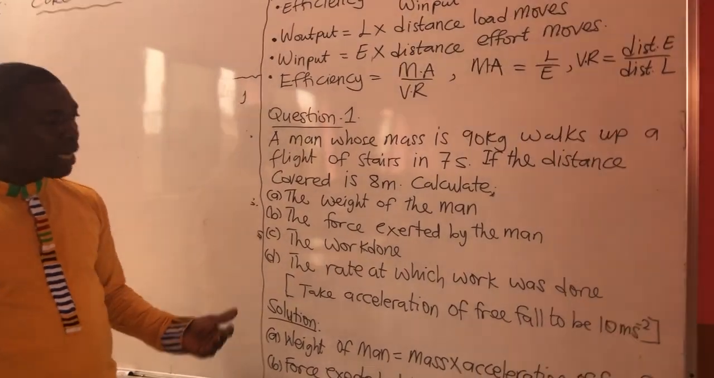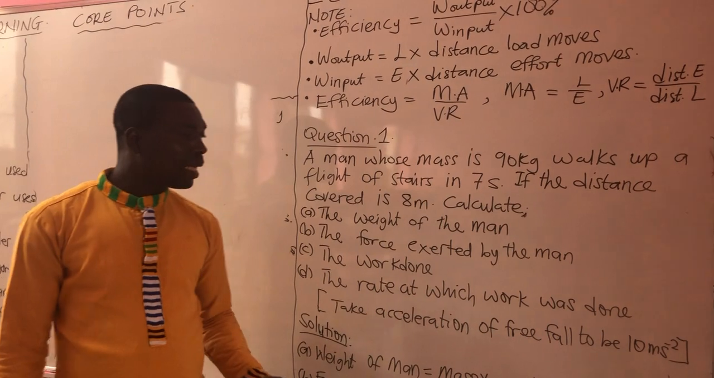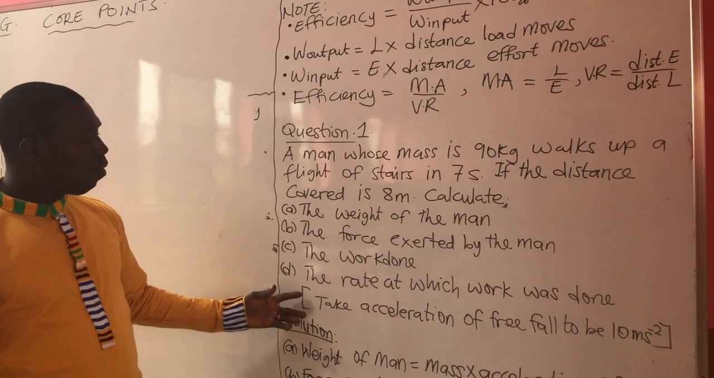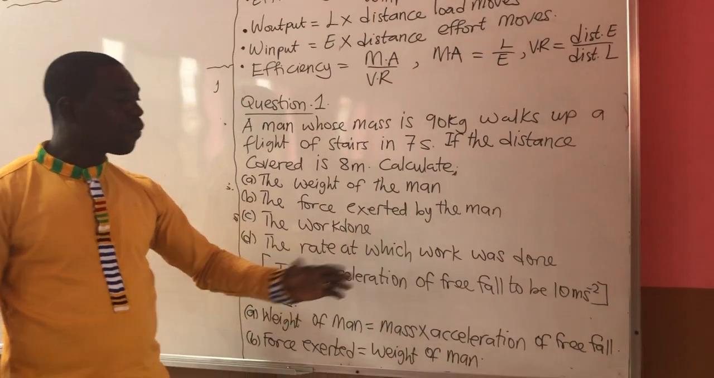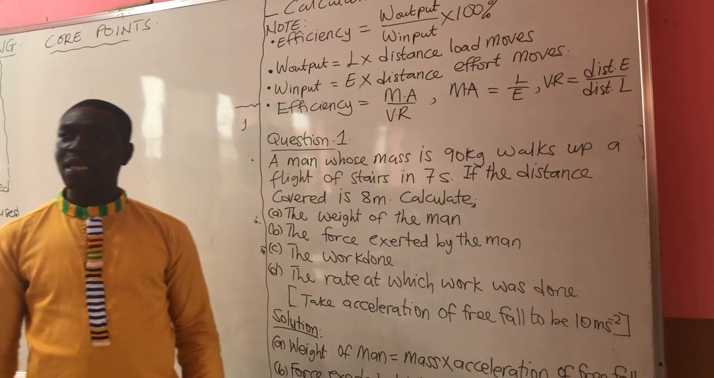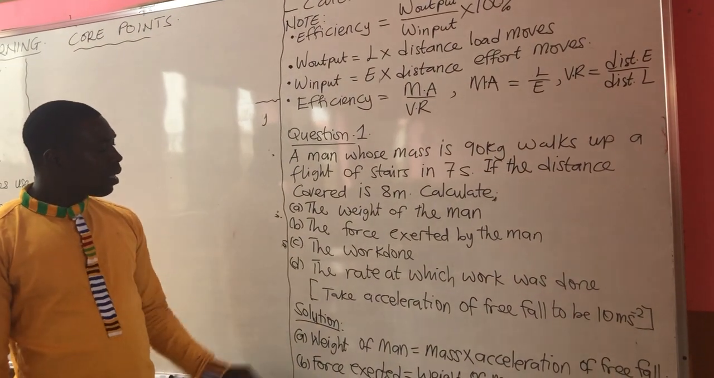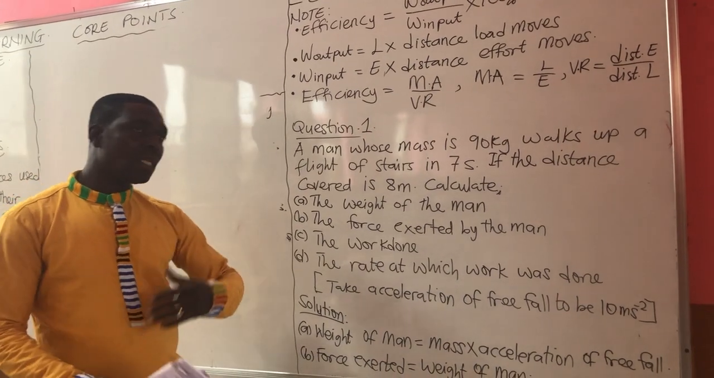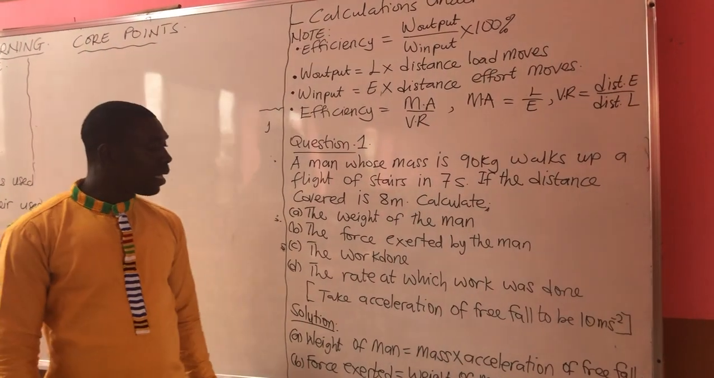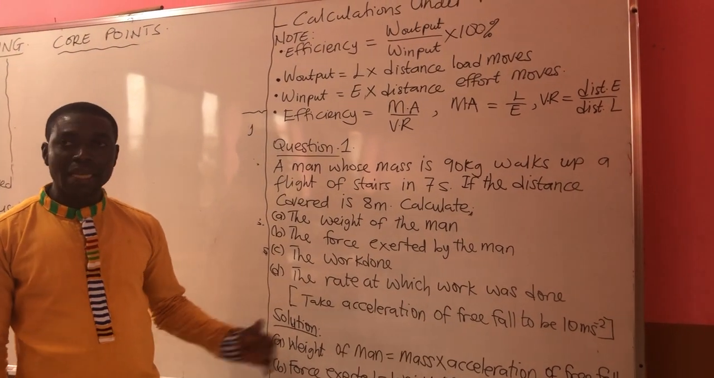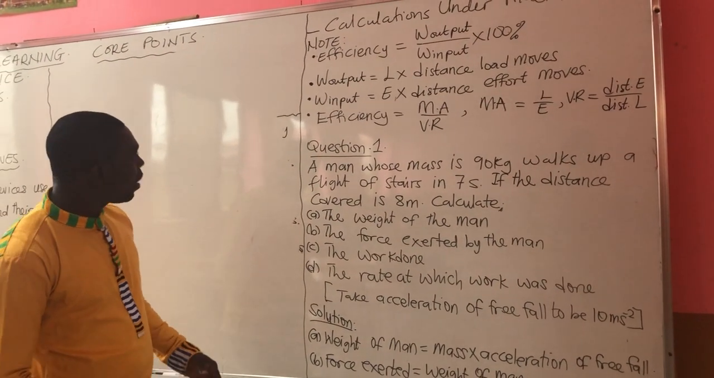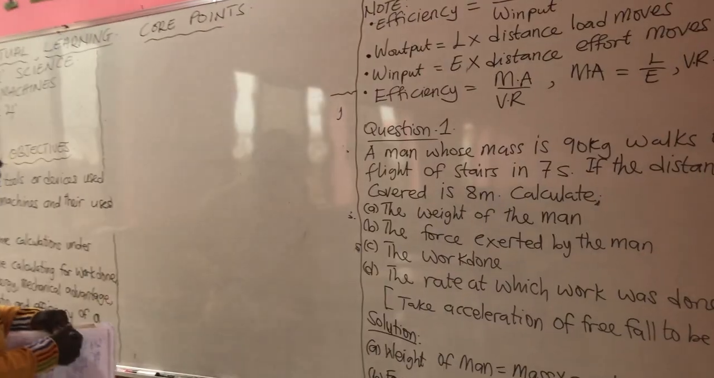When we talk about the rate, we are referring to the power, the power at which the work was done. Now, take acceleration of free fall, that is acceleration due to gravity, to be 10 meters per second squared. When you are trying to move upwards, there's a force that takes place, and that is the acceleration of free fall or gravity. Now, let's look at our solution.